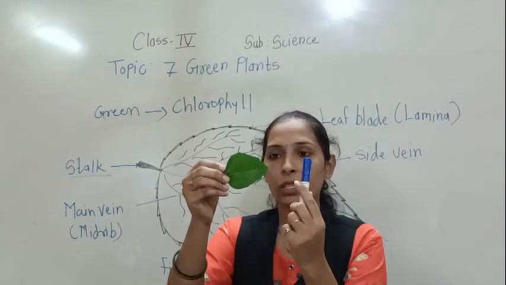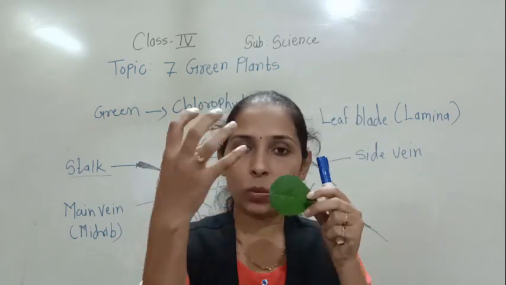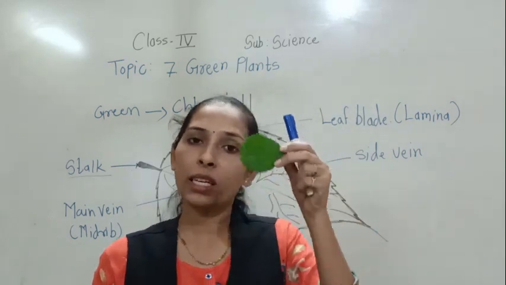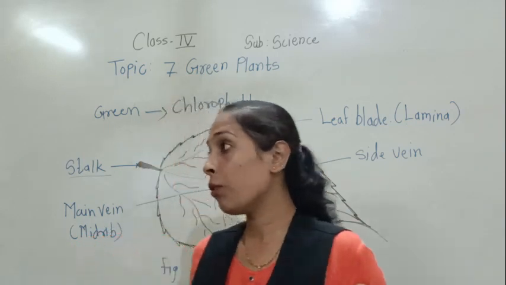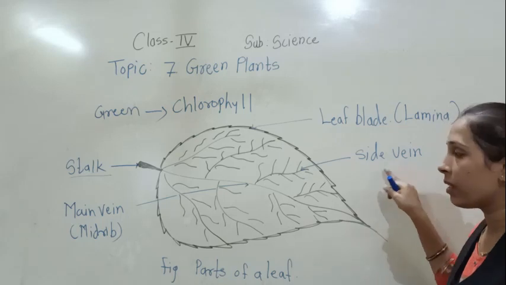This leaf blade, or lamina, helps to absorb the sunlight, to catch the sunlight inside the leaf. Now the fourth part of the leaf we are going to discuss is the side vein.